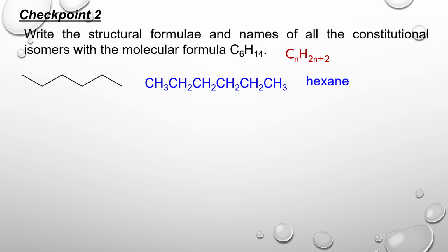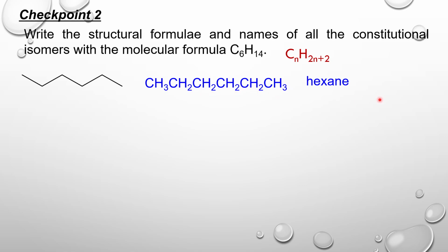So we begin with a straight chain, which is a 6 carbon length. So this is hexane. You can also choose to show it in the form of a condensed formula, which is this in the middle. For the condensed formula, you will notice that there's a lot of repeating units of CH2, 4 of them.